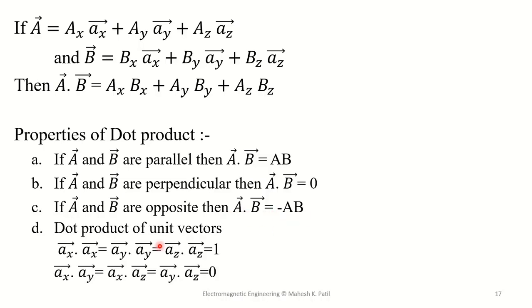Now the dot product of unit vectors can be written as ax dot ax equals 1. Similarly, ay dot ay equals az dot az equals 1, because these are in the same direction. Now, if you take the dot product of unit vector ax with unit vector ay, then ax dot ay equals 0, because the angle between these two vectors is 90 degrees. On the same line, ax dot az and ay dot az are 0.